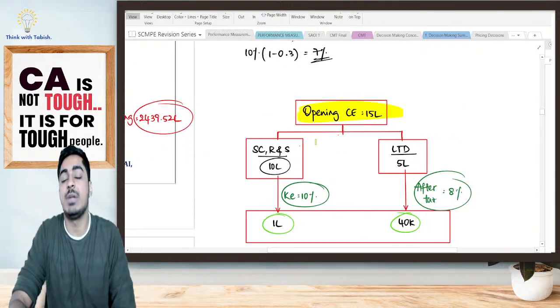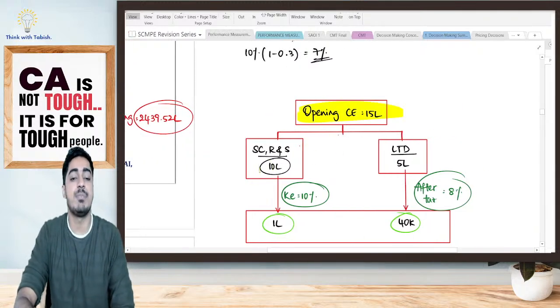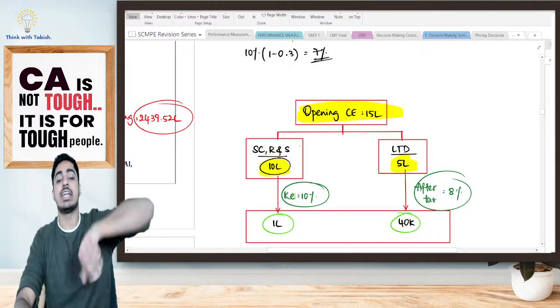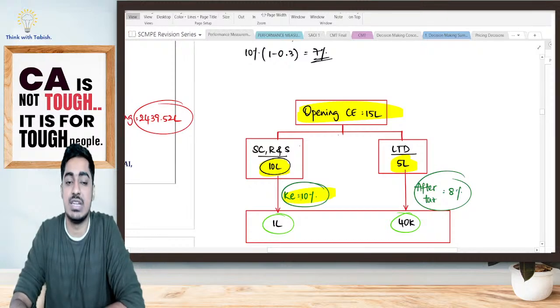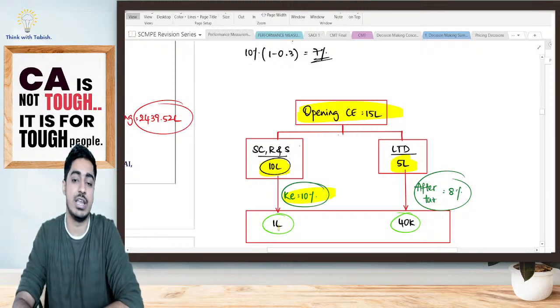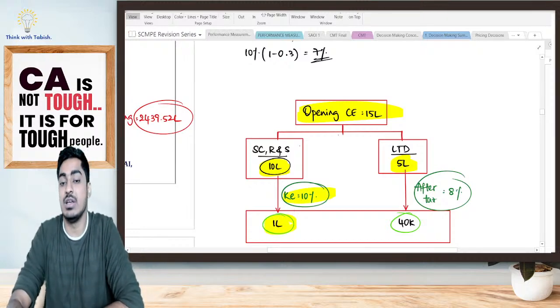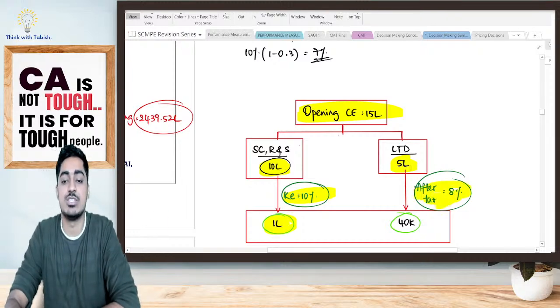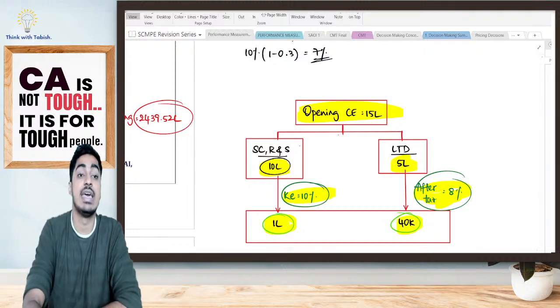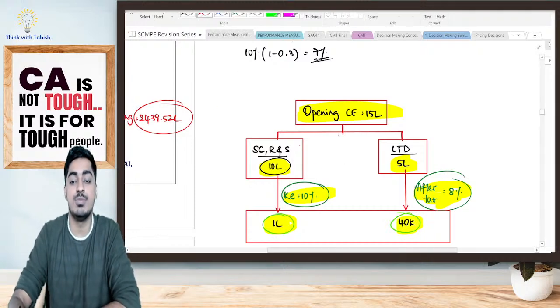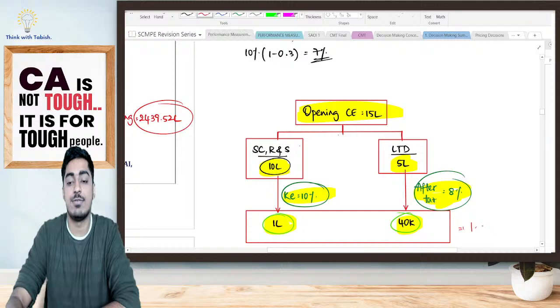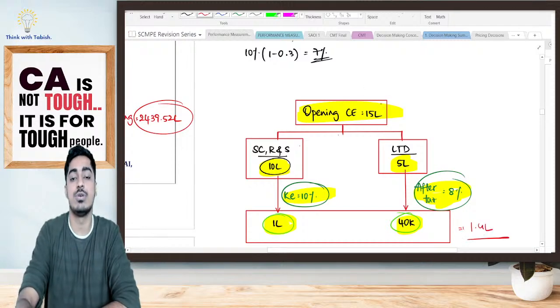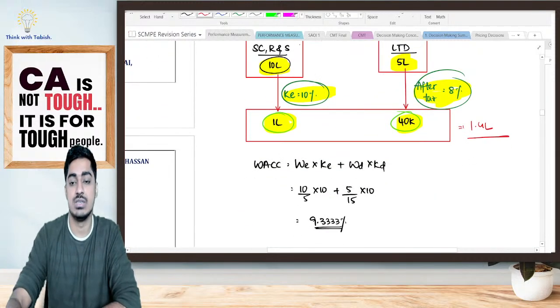Suppose my opening capital employed was 15 lakh. In that my share capital was 10 lakh, long-term debt was 5 lakh rupees. The return that I'm expecting on my equity is 10%. That means how much return I want, students? 1 lakh rupees. The return that I'm expecting on my debt, after tax, is 8%. That means how much am I expecting? 40,000. That means bare minimum how much should I be earning, students? 1,40,000. I should be earning 1,40,000 on how much amount? 15 lakh rupees. Yes or no?